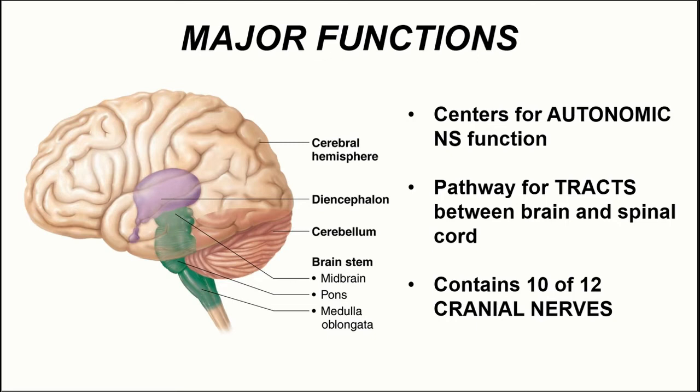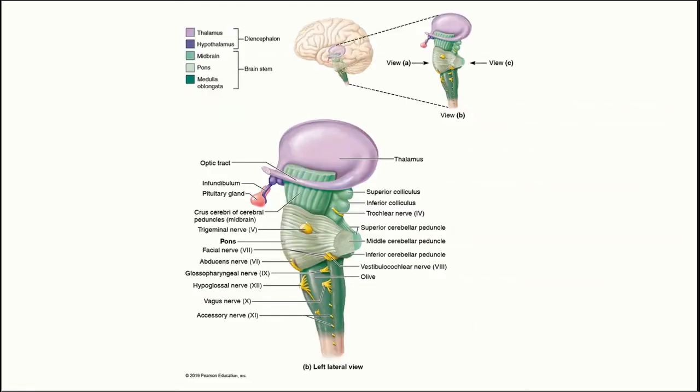We also see that the brainstem contains the majority of the cranial nerves. Of the 12 cranial nerves that emerge from the brain, 10 of them are associated with the brainstem. Looking at a lateral view of the brainstem, we can see just a little part of the midbrain, the majority of the pons, and the majority of the medulla oblongata at the inferior aspect as well. Everything below this in the tan color on the diagram would be the spinal cord.